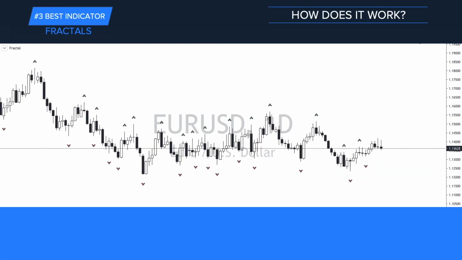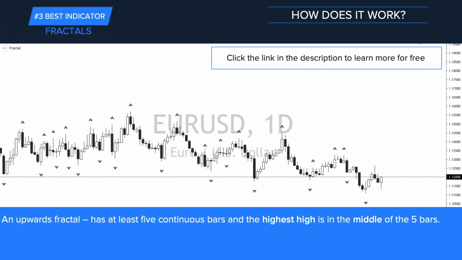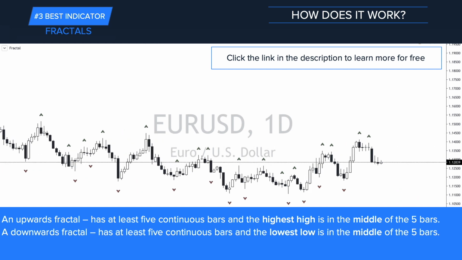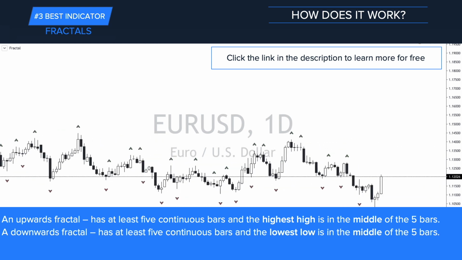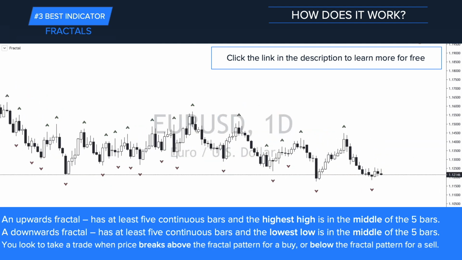Now then, how do we use a fractal? An upwards fractal has at least 5 continuous bars and the highest high is in the middle of the 5 bars. A downwards fractal has at least 5 continuous bars and the lowest low is in the middle of the 5 bars. You will commonly trade when the market breaks the fractal.